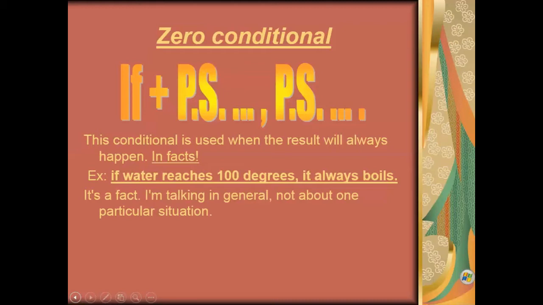Let's have an example about it here. So when I say, if water reaches 100 degrees, it always boils. This is a scientific fact. Okay, so the if clause here, water reaches 100 degrees, is present simple, and the result of the action here is in the present simple as well. So I say it always boils. So the two clauses here are in the present simple. This is the zero conditional, and this is the form of the zero conditional.